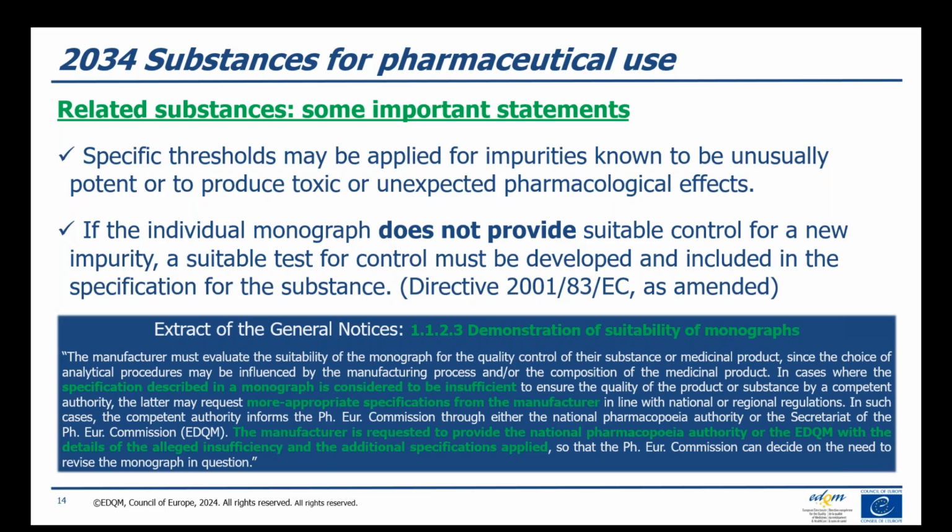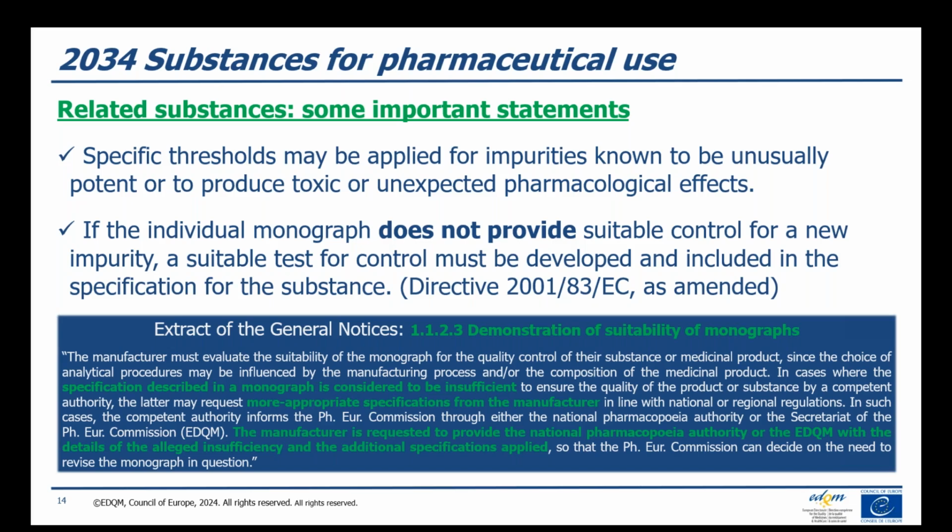Usually these are for impurities which are known to be unusually potent or to produce toxic or unexpected pharmacological effects. So it means that if, for example, you notice that one impurity is genotoxic, in this case, you will have to introduce a specific limit for this impurity, and usually the limit will be stricter than the limit set via the ICH guideline.